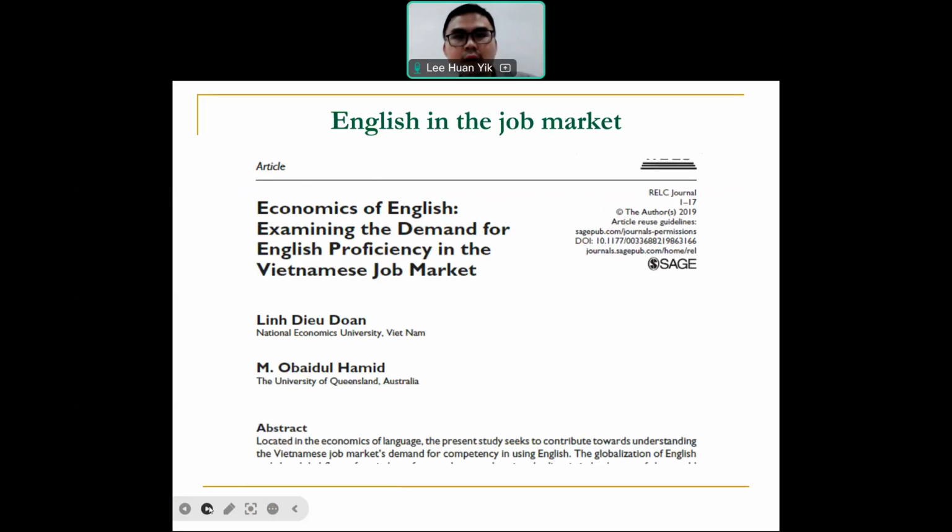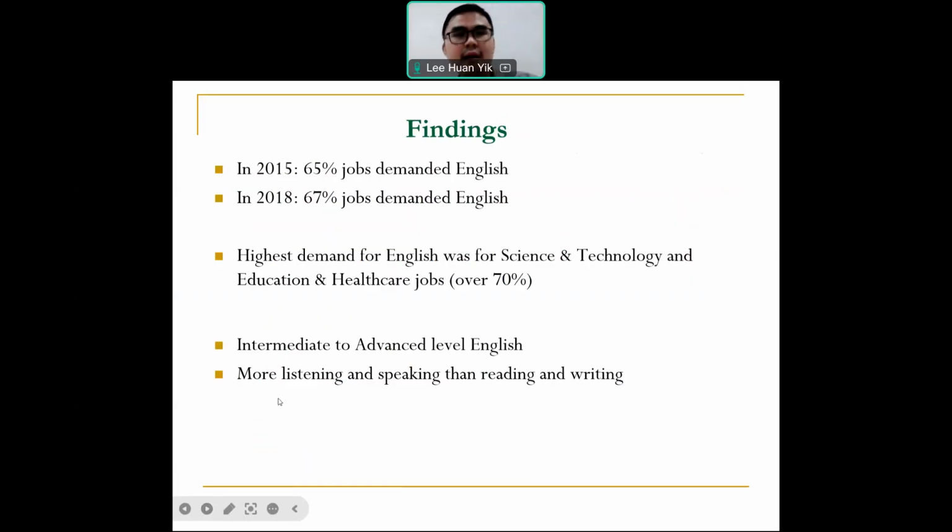In other words. So of course, we look at this. There are many papers written about the economics of English, and we are looking at this paper about the Vietnamese job market and the demand for English language proficiency in the context of Vietnam. Okay, and if you're interested, you can go on, and these are the findings. They said many of the jobs require or demand English, and in fact, there are more and more jobs, particularly in science and technology, as well as education and healthcare jobs. So very interesting, right? More than 70% require or demand a good command of English language proficiency.